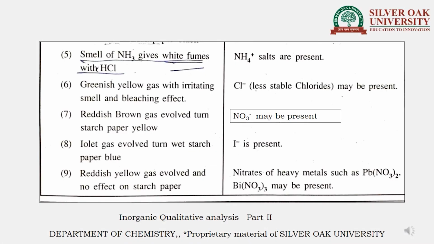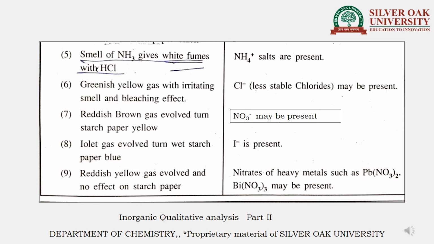Now, if you heat your substance in a dry test tube and it smells like ammonia and gives white fumes with a glass rod dipped in HCl, then ammonium salt NH4+ may be present. If greenish yellow gas with irritating smell, then chloride ion may be present. And if reddish brown gas evolves and turns starch paper yellow, then nitrate ion NO3- may be present. And if violet gas evolves and it turns our wet starch paper blue, then iodide ion may be present.